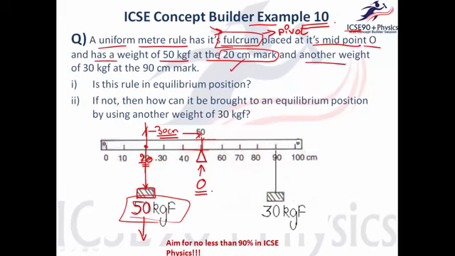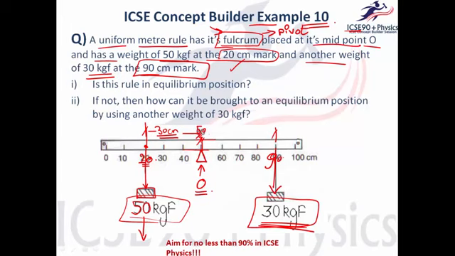And it has another weight of 30 kgf at the 90 centimeter mark. Again, what does this indicate? The moment you see a 90 centimeter mark, it simply means that this weight of 30 kgf acts at a perpendicular distance of 90 minus 50, which is nothing but 40 centimeters from the central pivot point O. And we are asked, is this rule in an equilibrium position?